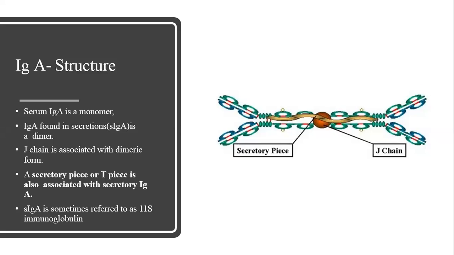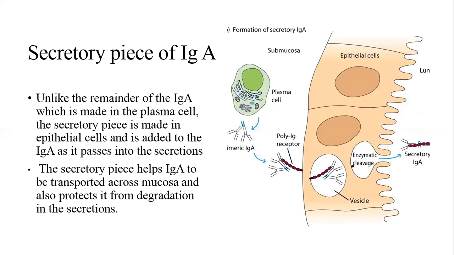IgA is a dimer. Basically, serum IgA is a monomer, and IgA found in secretions is a dimer. The J chain is associated with the dimeric form, and the secretory piece, or T piece, is also associated with secretory immunoglobulin A. Secretory immunoglobulin A is sometimes referred to as 11S immunoglobulin. This is the secretory piece of immunoglobulin A. Unlike the remainder of the IgA, which is made in the plasma cell, the secretory piece is made in the epithelial cell, and it is added to the IgA as it passes into the secretions.